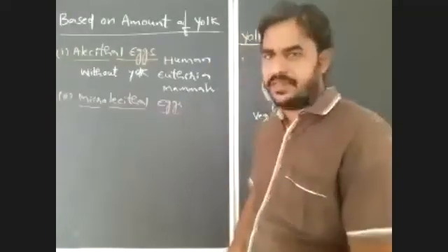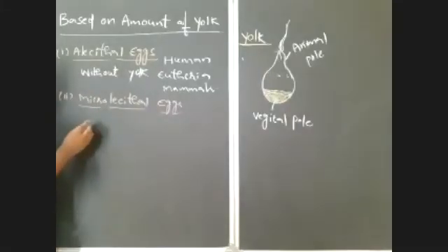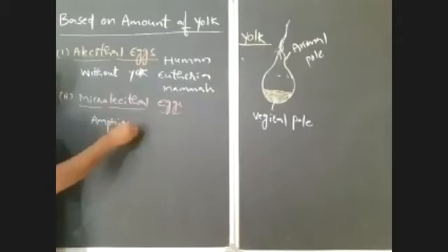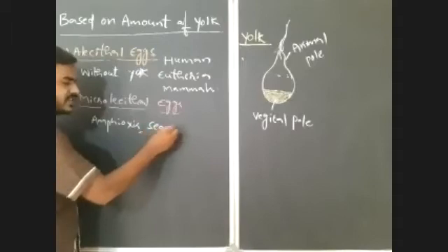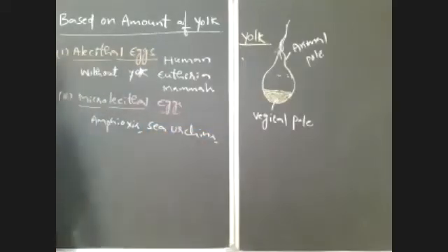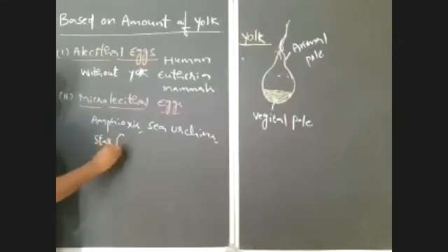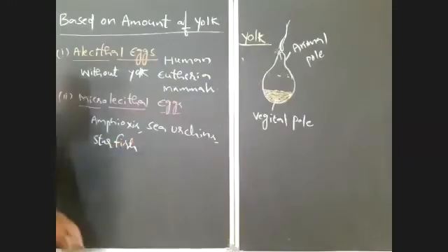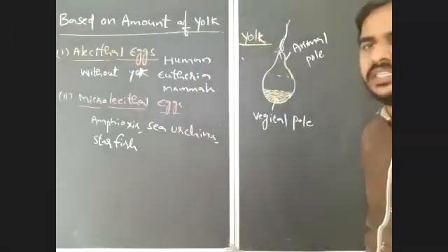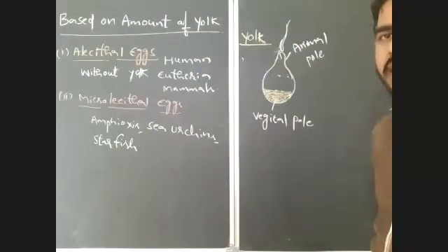What are the examples of microlecythal eggs? The eggs of Amphioxus, the eggs of sea urchins, and the eggs of starfishes. All these are which type of eggs? They are microlecythal eggs.